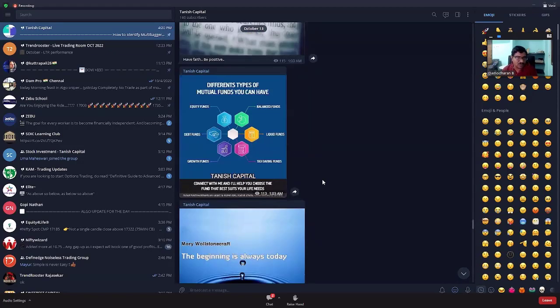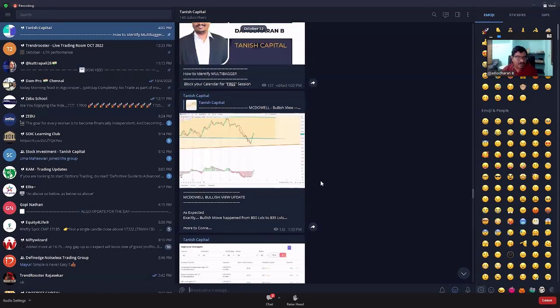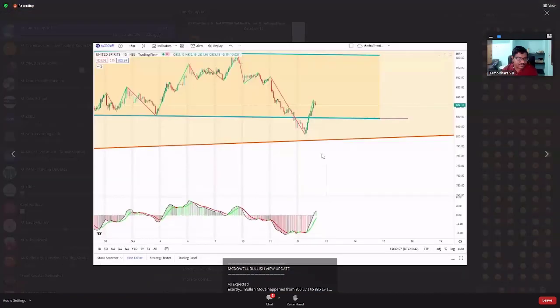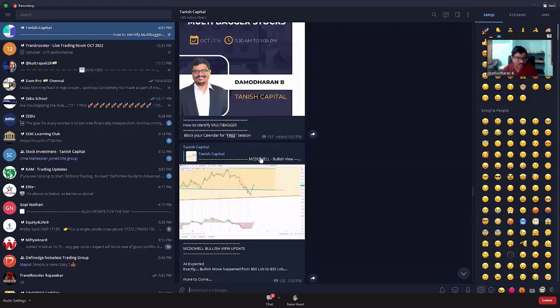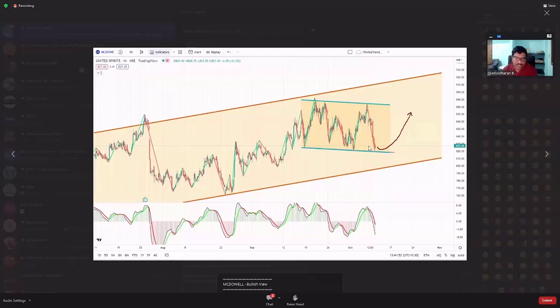What is the view? Even if you look at our view now, I said McDowell can bounce from here, and it has bounced exactly from there. You can cross-check. So I'm initiating a bullish view at this point.